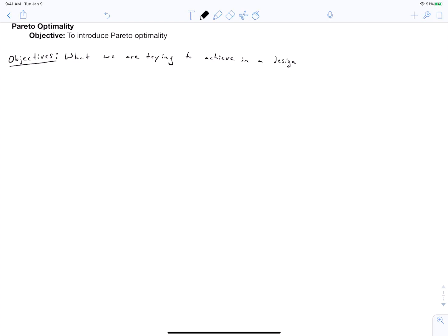The objective of this video is to introduce the concept of Pareto optimality. Pareto optimality is a useful way of thinking about whether a machine design is optimal in some sense. To describe what we mean by this, let's take a step back and talk about what we are trying to do when we design a motor.